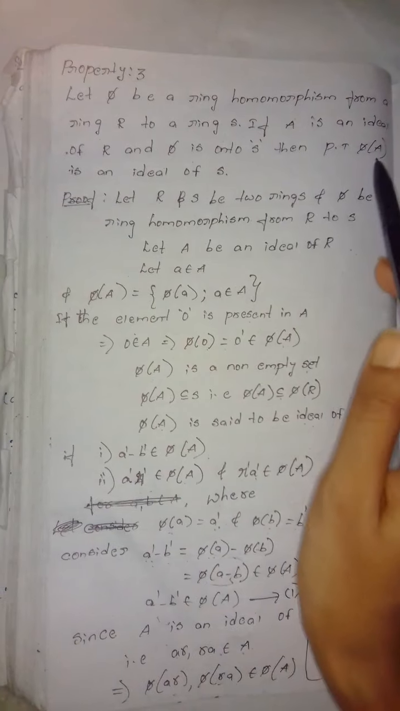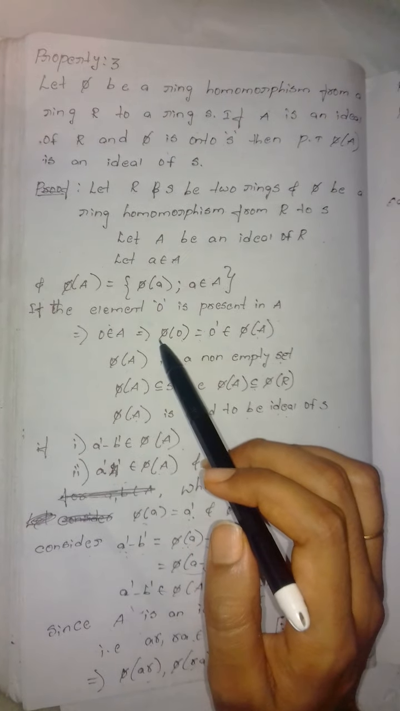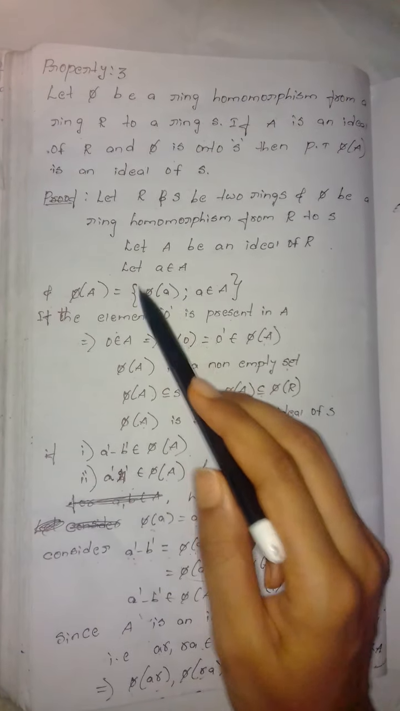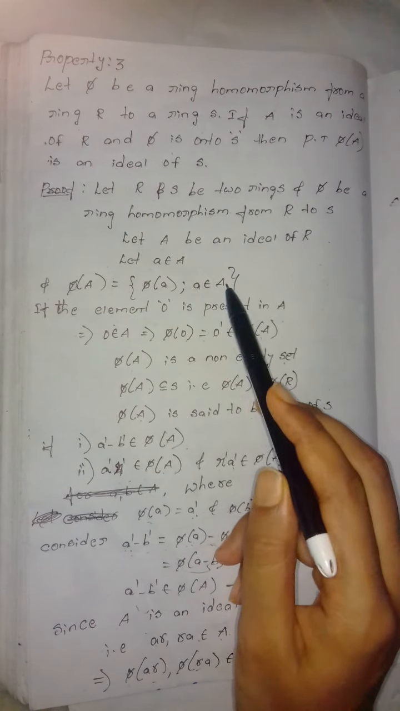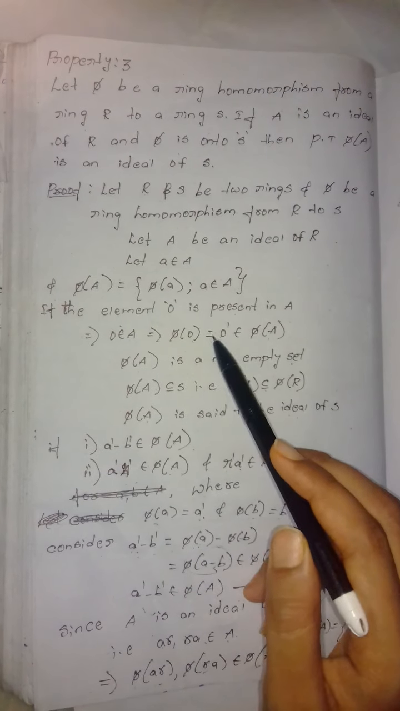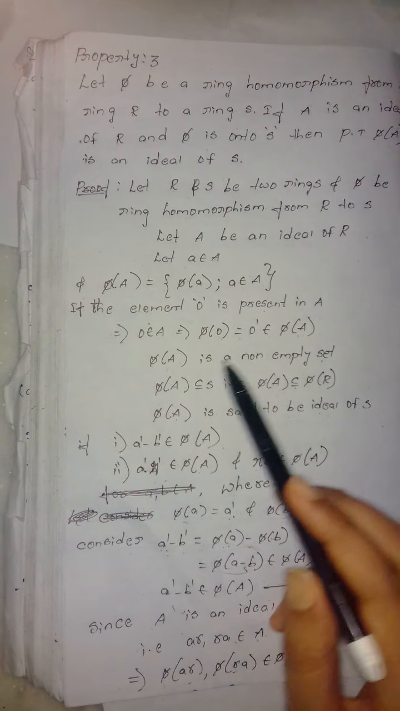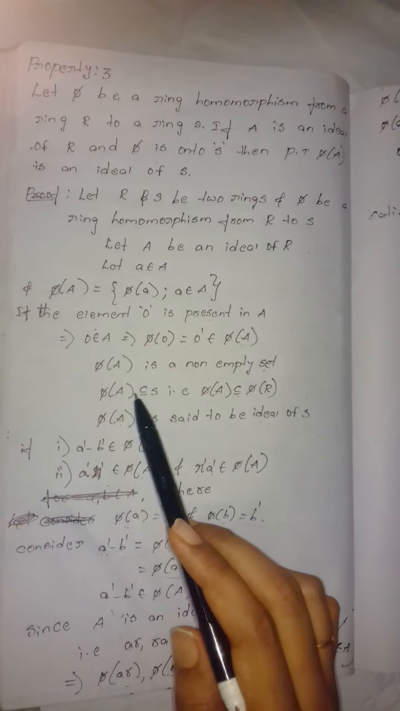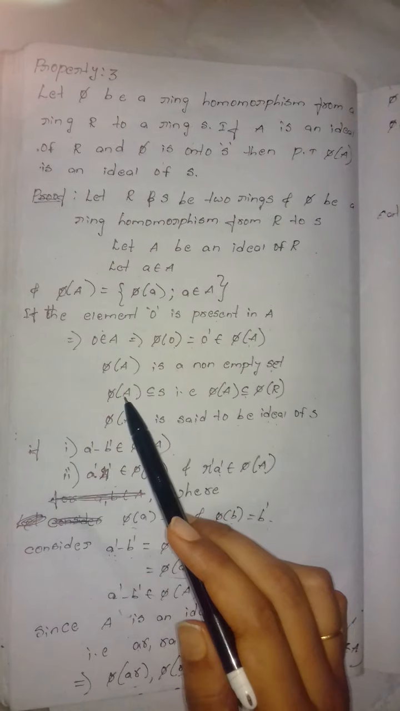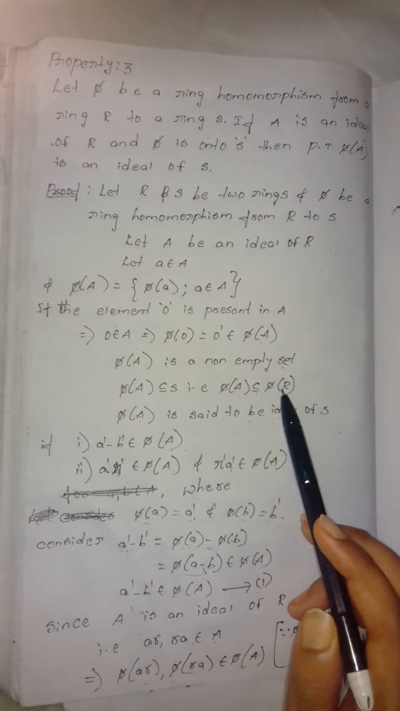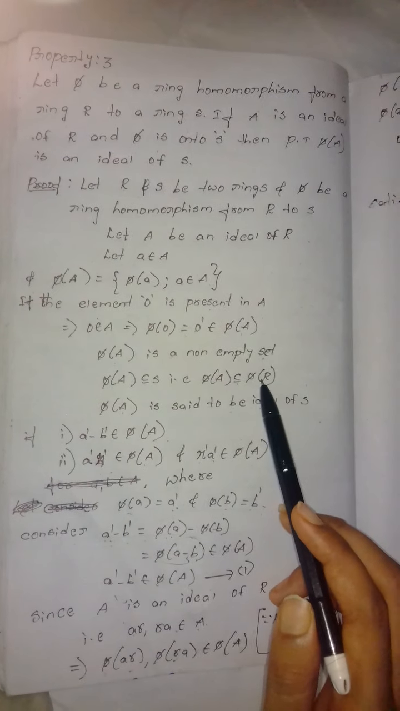Before proving that pi of A is an ideal, we have to prove it is a non-empty set. That's why we are taking the element 0 belongs to A. If a belongs to A, we write pi of a. In the same way, if 0 belongs to A, we write pi of 0, and pi of 0 will be in the form of 0 dash, which belongs to pi of A. Since some element belongs to pi of A, we can say pi of A is a non-empty set. Now 0 exists in S also, so pi of A is a subset of S, and pi of A is also a subset of pi of R, because 0 is contained in pi of R also.